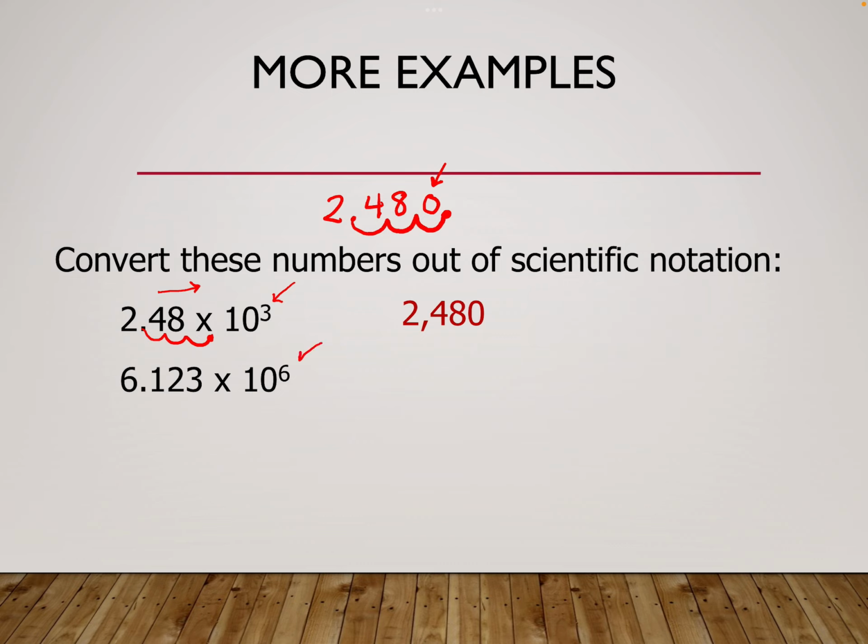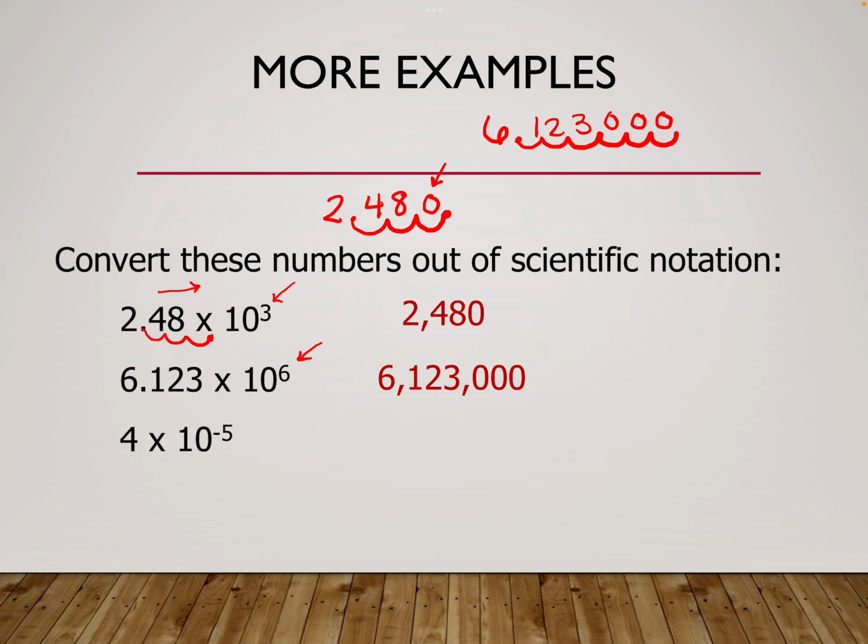Let's try this one. So again, the fact that this is a positive exponent means that this is going to be a very large number, and we're going to move this 6 times. So 6.123. Okay, so again, we go 1, 2, 3, 4, 5, 6, and we're just going to fill in zeros for the rest of these. Okay, so again, those zeros weren't there in that number because they're not significant, but they are important placeholder zeros.